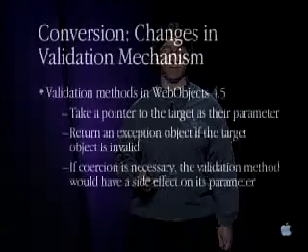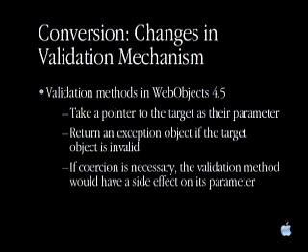And we had to change the validation mechanism. To review, for those of you who have had 4.5, but you wrote those methods a long time ago, validation methods in 4.5 took a pointer to the target object as their parameter. They returned an exception object if, for some reason, the target object was invalid. And if coercion was necessary, that would happen as a side effect on the target object. Well, having side effects on target objects that are passed in as parameters isn't something that Java's really good at. A lot of Java's value classes are final and immutable. So we had to change that.